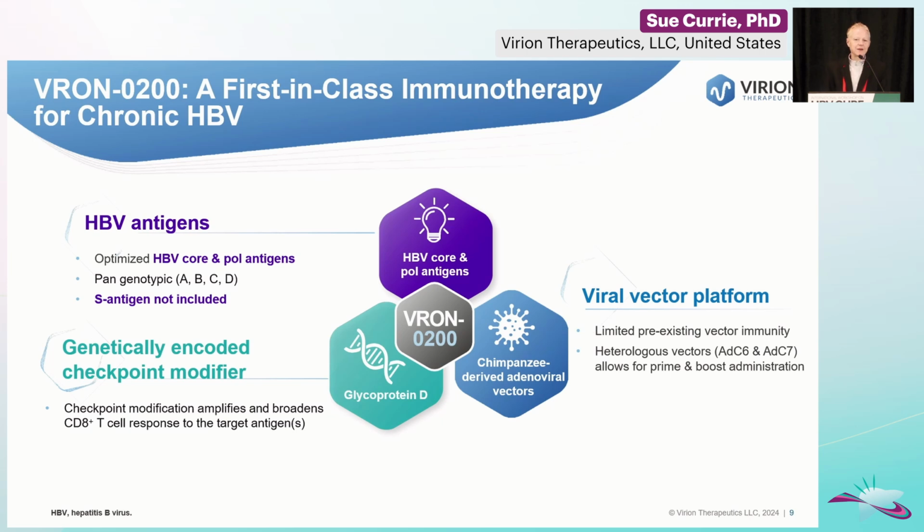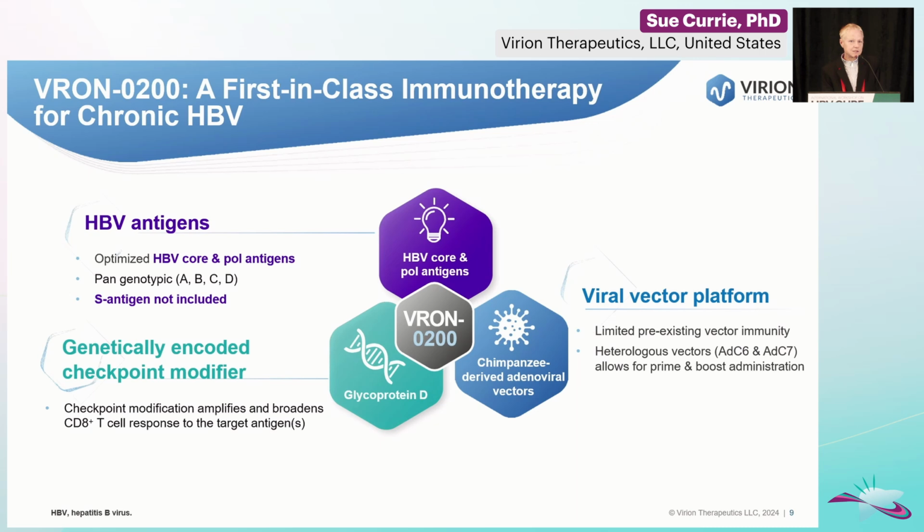So many of you have seen this, and I know Ed Gane and Grace Wong have presented this before, but just as a sneak peek and a bit of background, Virion 0200 is a novel immunotherapy being developed for, of course, HBV functional cure. It contains optimized core and Pol antigens that are pan-genotypic, covering A through D, and a genetically encoded checkpoint modifier, which is glycoprotein D, gD.